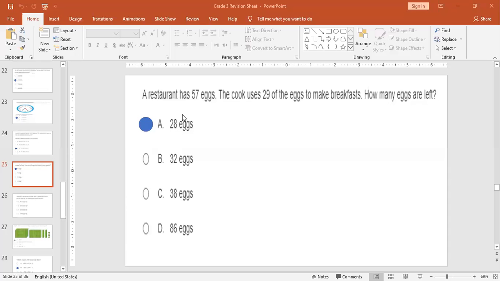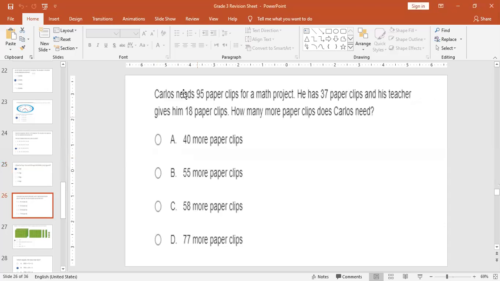Okay, so as I was saying, a restaurant has 57 eggs and the cook uses 29, so the answer is subtraction: 28. Then Carlos needs 95 paper clips for a math project. He has 37 paper clips and his teacher gives him 18 paper clips. How many more paper clips does Carlos need?